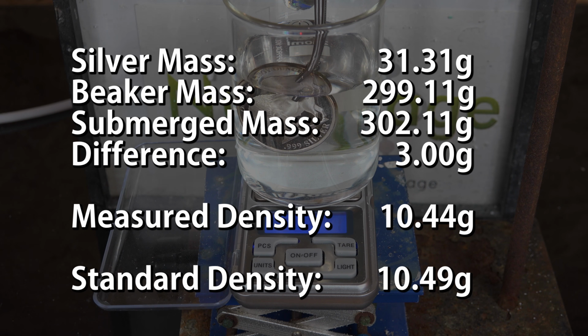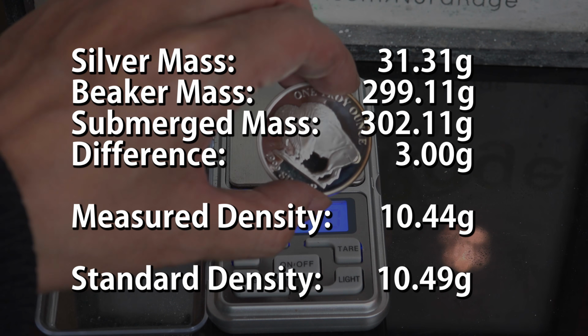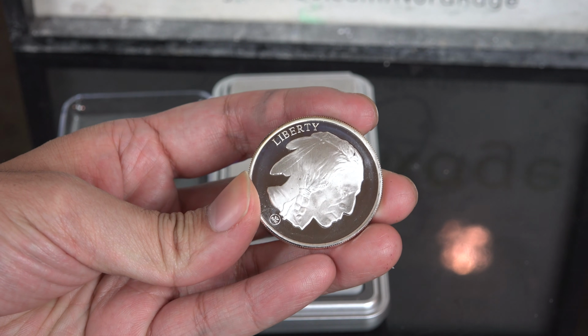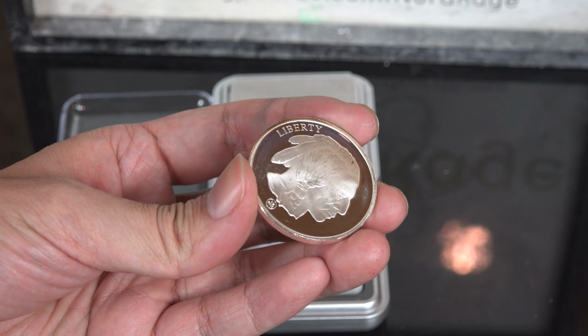And that is the density of our round, which is very close to the actual density of silver. As you can see, this is a useful and simple way to characterize a monolithic solid.